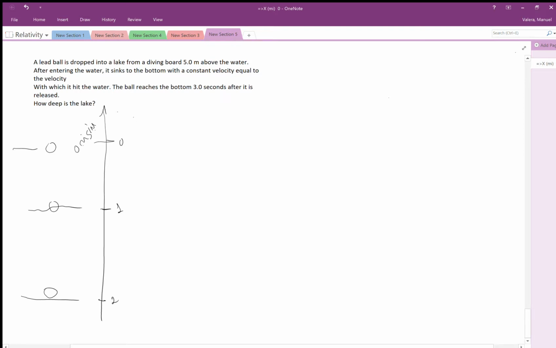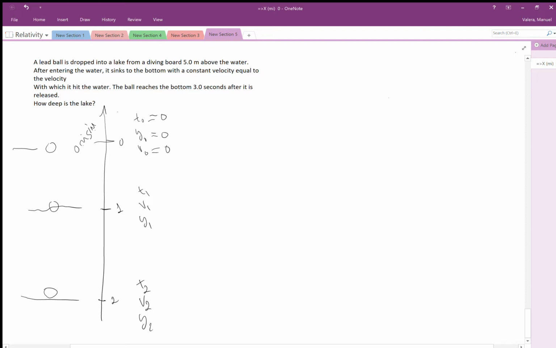So let's start labeling things. I have an initial time, an initial position, and an initial velocity at 0. Then I have my time at 1, my velocity at 1, and my position at 1, and finally my time at 2, my velocity at 2, and my position at 2. Let's see what we know. We know that t0 is always 0; we can always set the stopwatch to 0. Because of our choice of origin, the initial position is 0, and the initial velocity is 0. So we know those 3 numbers.